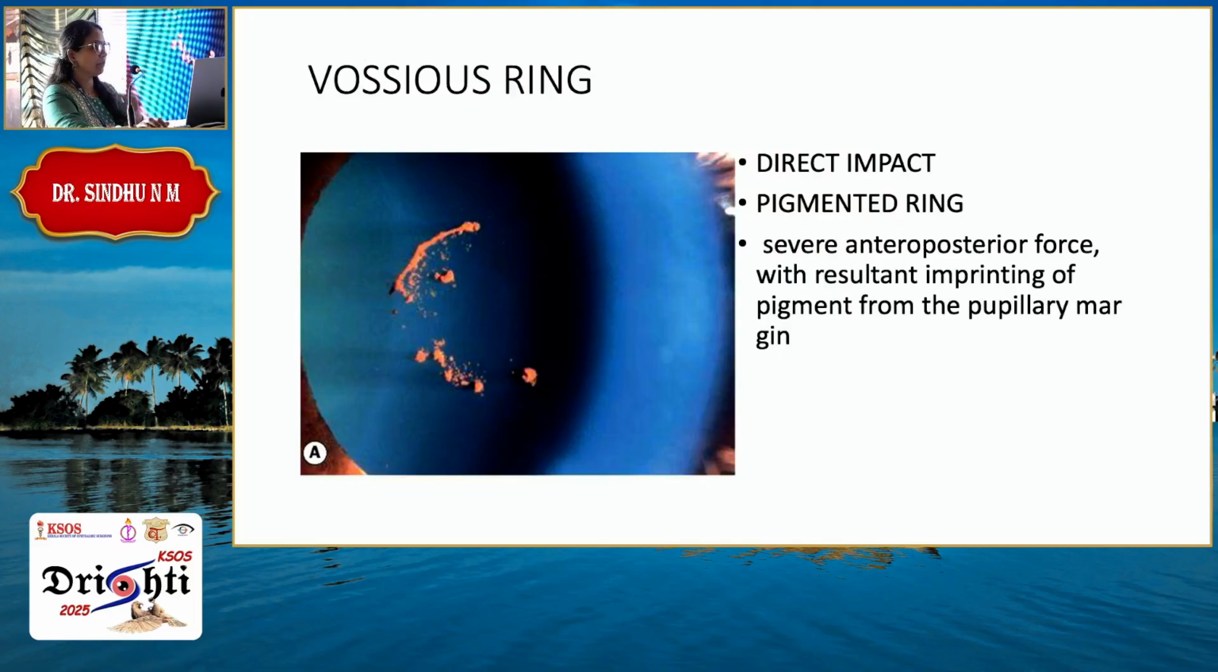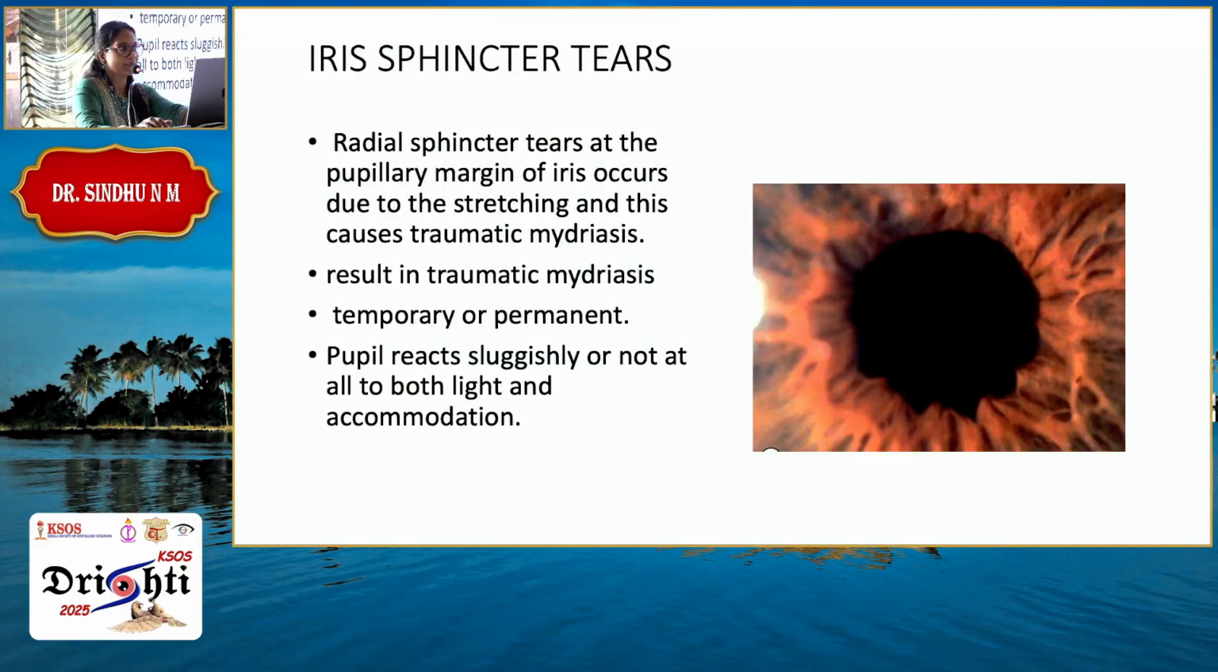Vossius ring is a pigmented ring present on the anterior lens capsule due to severe anteroposterior force. It's due to a direct impact. It's a telltale sign of blunt trauma. When you see a Vossius ring under slit lamp examination, look for other traumas like angle recession or subluxation of the lens.